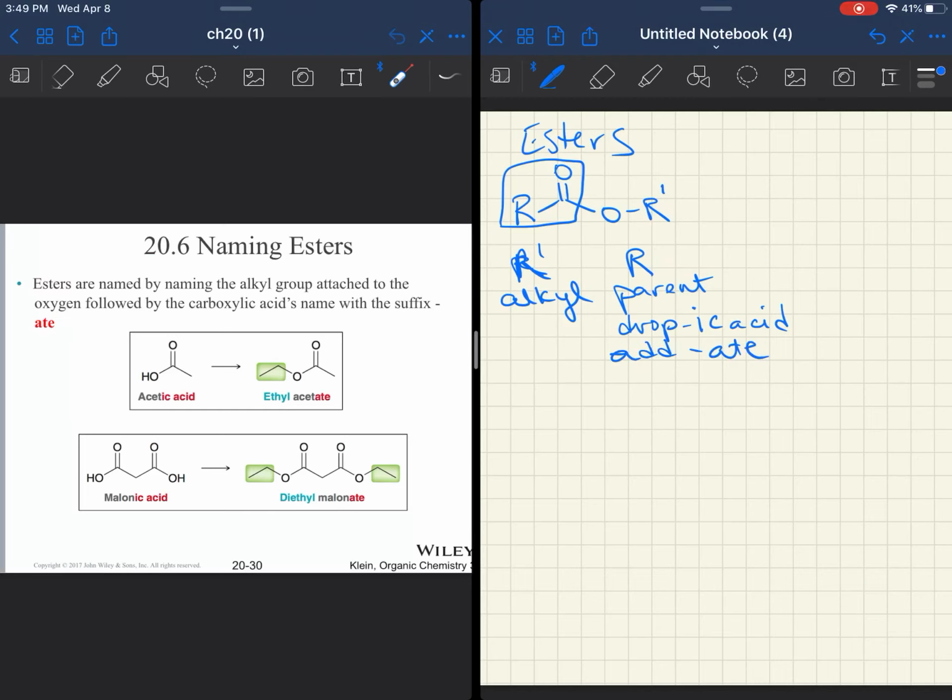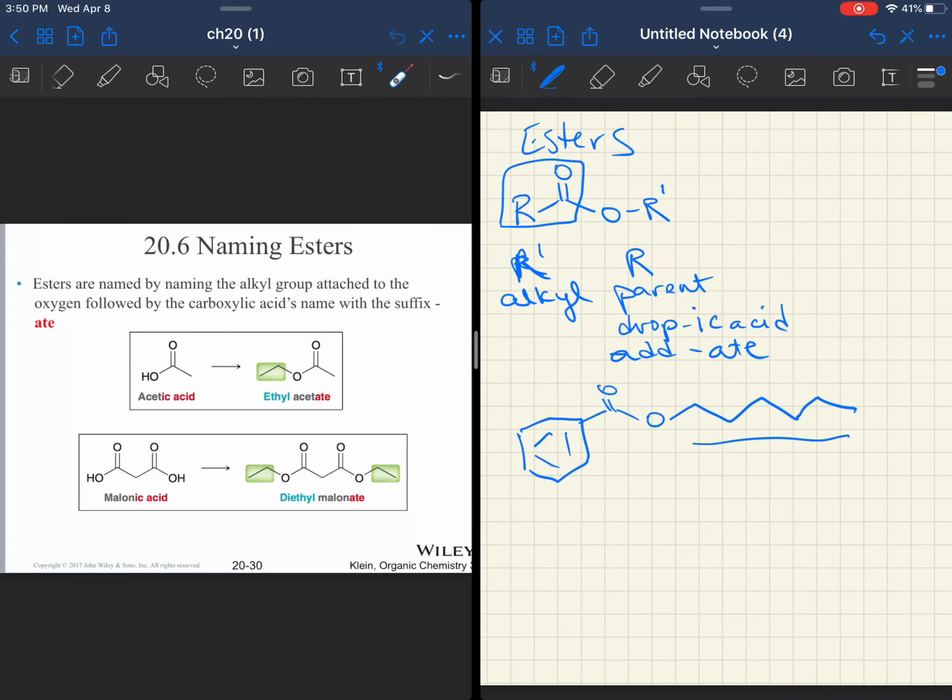So how are we going to handle the parent? You are going to drop ic acid, and you are going to add ATE. All right, so over here we have acetic acid, right? It doesn't matter which way it's pointing. The carbonyl side is the parent. So 2 carbons is acetic acid. So that becomes acetate. And then the OR group, you have a 2 carbon piece. That's ethyl acetate.